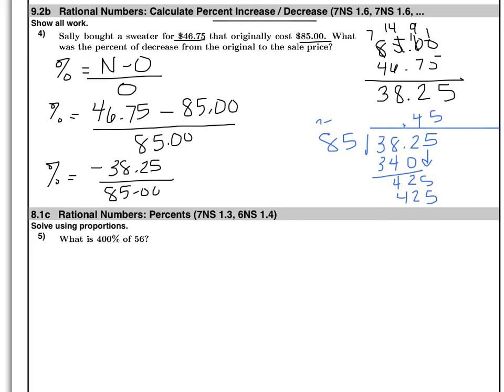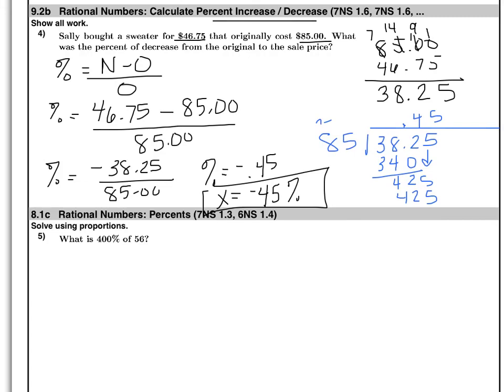So let's take a look at what we have. We have the percent is equal to negative 0.45. Well, is negative 0.45 a percent? No, it's a decimal. So what we want to say is, all right, we're really moving that percent over to the other side, which makes us a negative 45% change. Okay? All right, let's look at number 5.